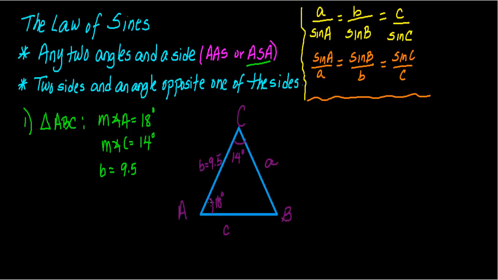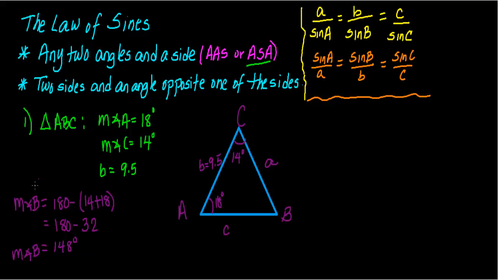Now the first thing you notice here is I have angle, side, angle. So that means I can use the law of sines. The next thing you notice is I have two angles, so I can find the third angle. I can find very easily the measure of angle B. That equals 180 minus the sum of the angles that are given, 14 plus 18. So that's 180 minus 32, which equals 148 degrees. Okay, so the measure of angle B is equal to 148.